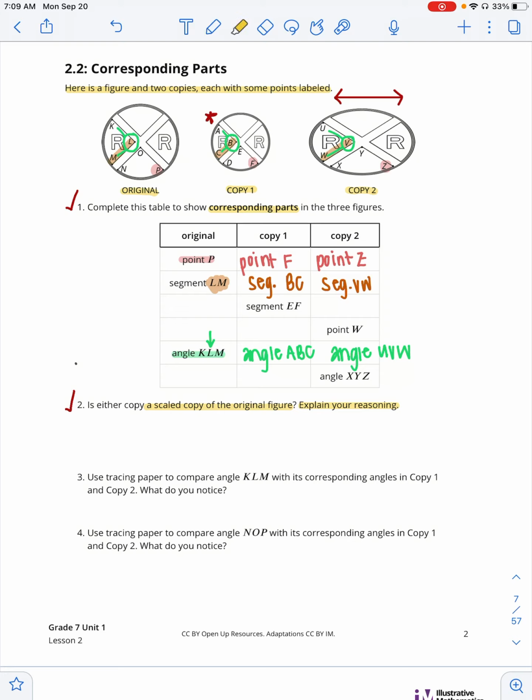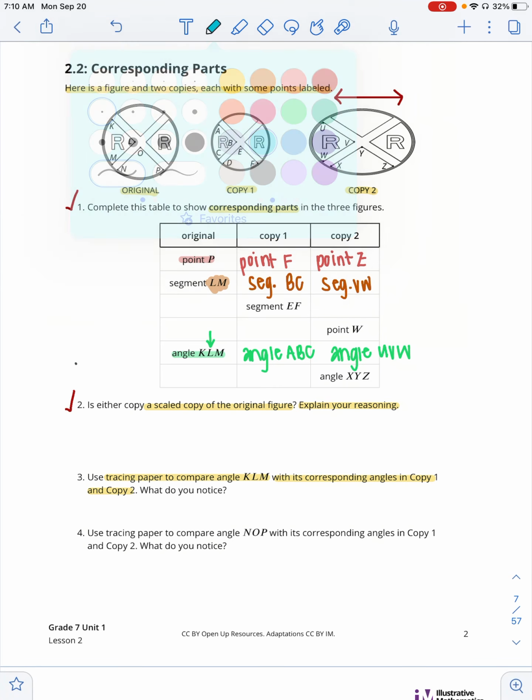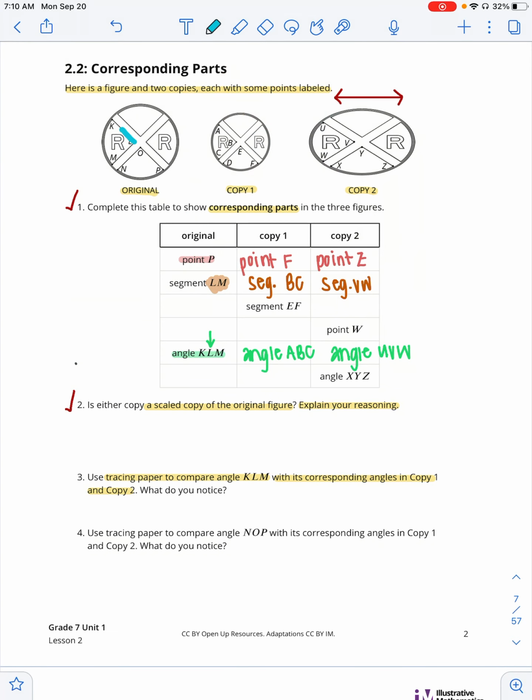Question 3 says, use tracing paper to compare angle KLM with its corresponding angles in copy 1 and copy 2. What do you notice? Well, you're not going to be able to use tracing paper online, but you can follow along with the video. So, watch this. If I draw an angle exactly where KLM is, you can see that I'm just drawing the shape of where KLM meets.